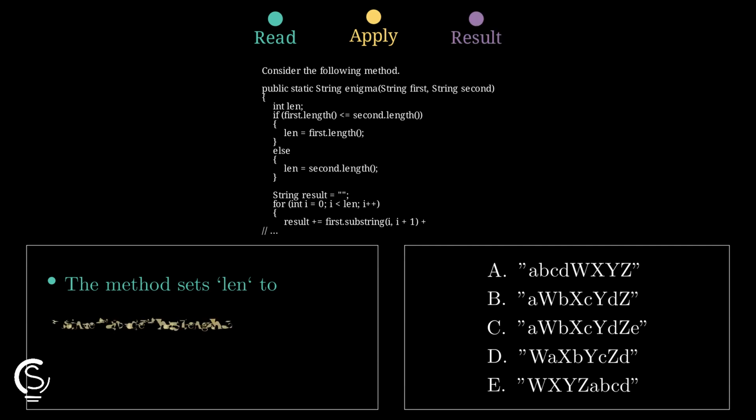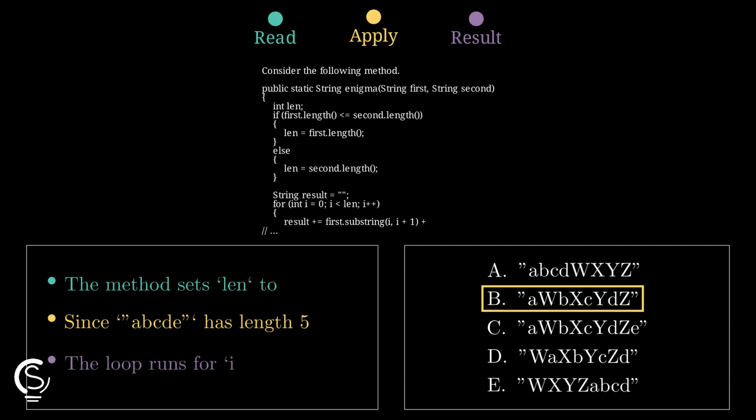Finally, we combine these pairs to get AW, BX, CY, and DZ. This sequence matches the pattern in option B. You got this!